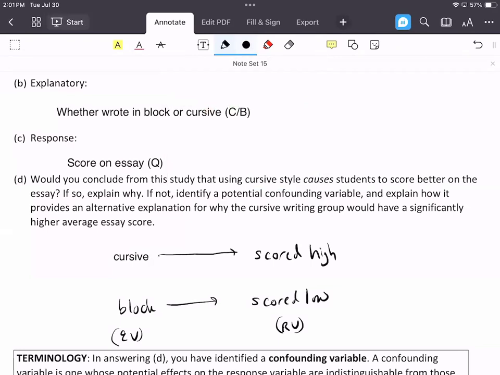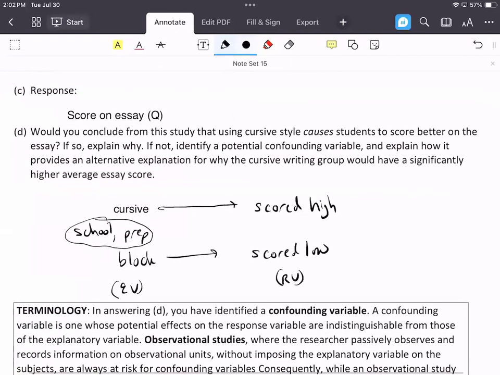But could there be something else going on that would explain this? Well, maybe it depends on the school you went to. Maybe better schools focus on cursive writing versus on block writing. Maybe those where cursive is used, they had better exam prep. These types of variables that affect what's going on, but that we can't tell the difference between them and the explanatory variables, are called confounding variables.